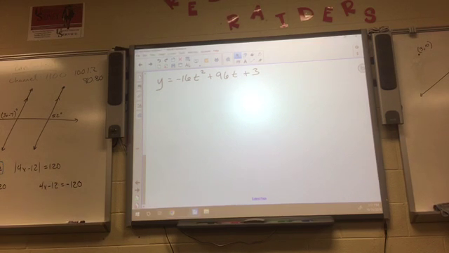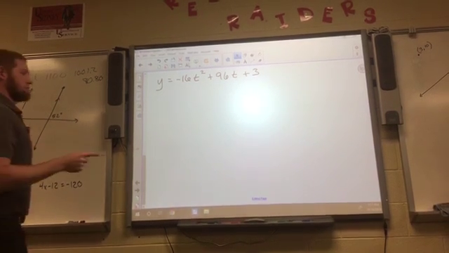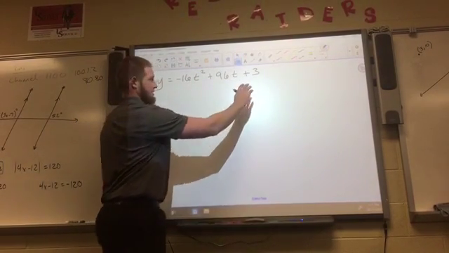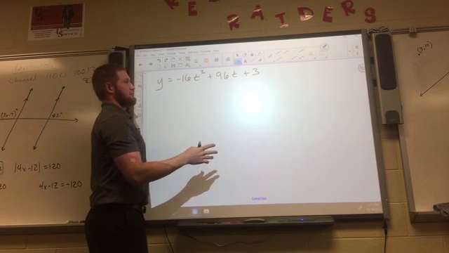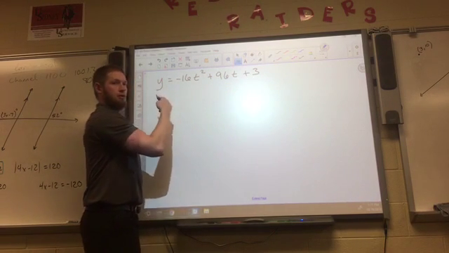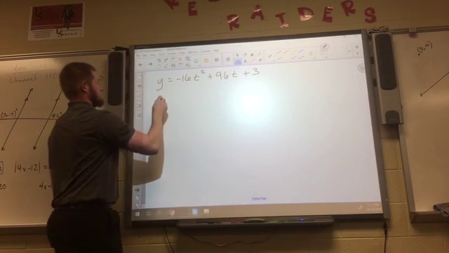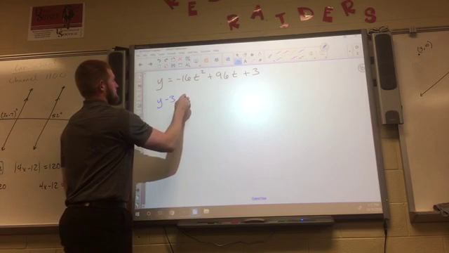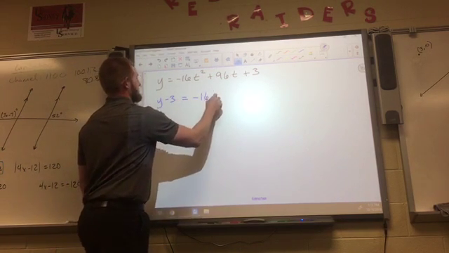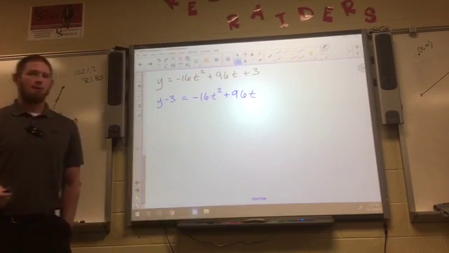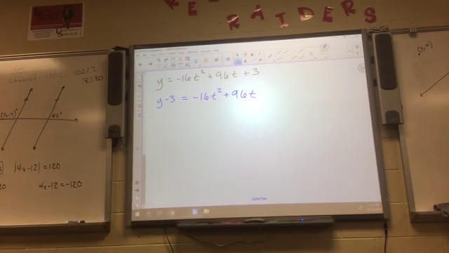What did we do to complete the square first on the last problem? We subtracted our c. I want you to do that first also on this problem. Some people would divide by negative 16 first. You should get the same answer, but if you do the c first, your number is going to be way easier to work with, I promise. So let's subtract our 3. So I have y minus 3 equals negative 16t squared plus 96t. Everybody with me on that?